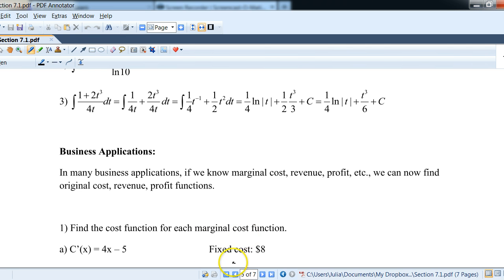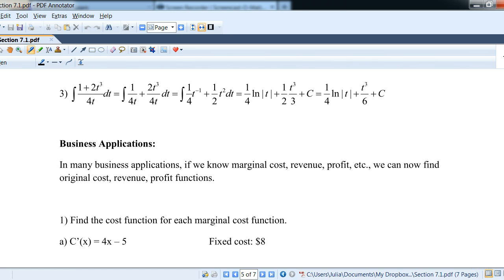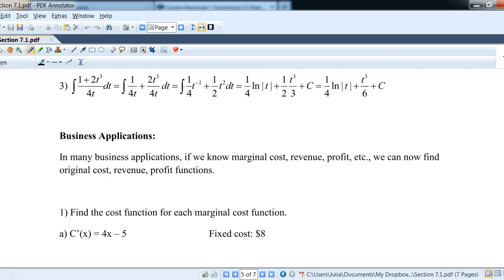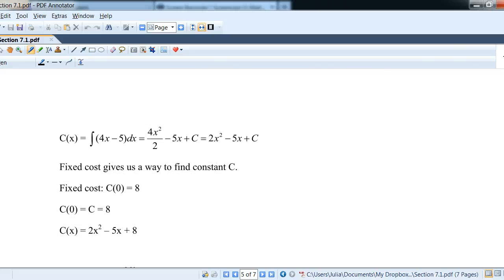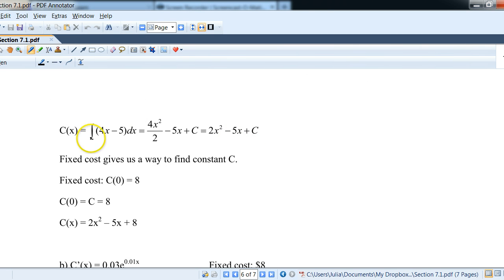So you have to have either the fixed cost, or if you know the cost of, let's say, 5 items, that would be C of 5. Fixed cost would be C of 0, and so on. So if you know marginal cost, you can integrate. As usual, I'll just discuss this one problem. You would integrate it. That's the integral of 4x minus 5 dx. So you would integrate it and you would have a plus constant as usual.